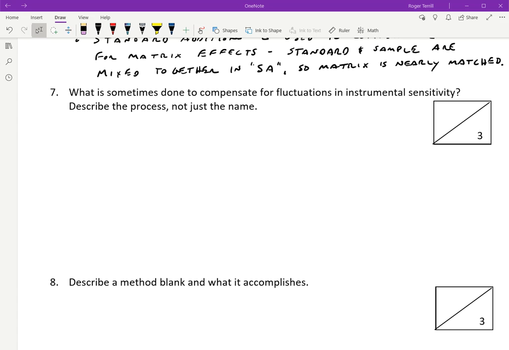Question 7. What is sometimes done to compensate for fluctuations in instrumental sensitivity? Describe the process, not just the name. So, instrumental sensitivity is the signal divided by the concentration.